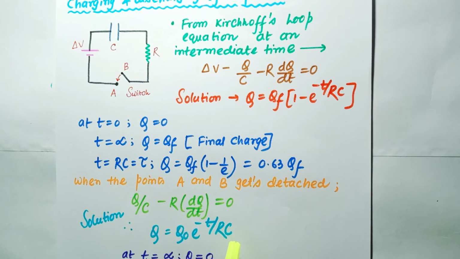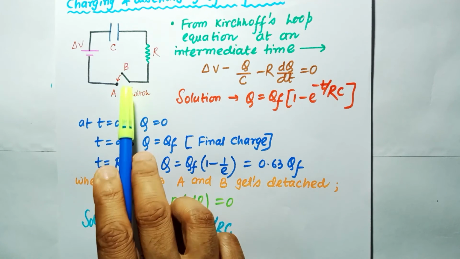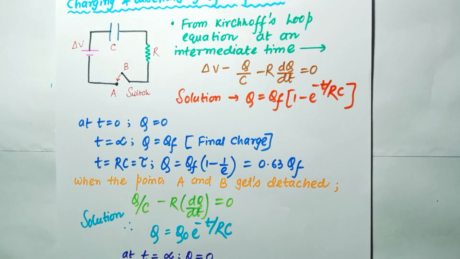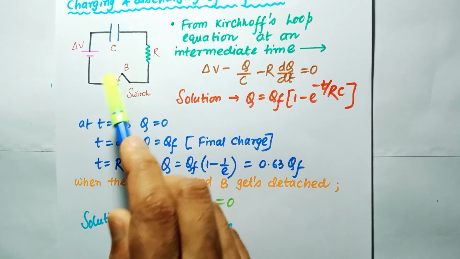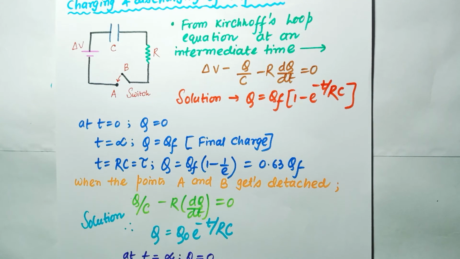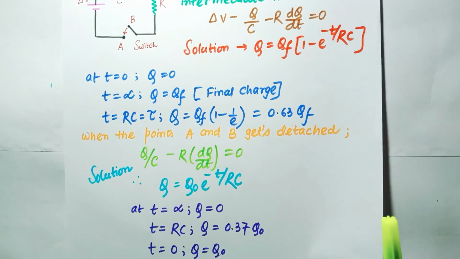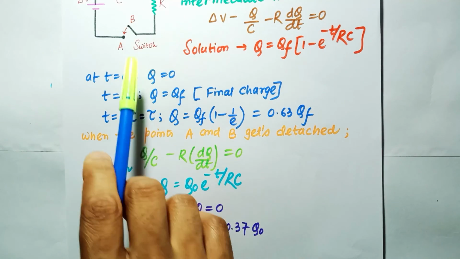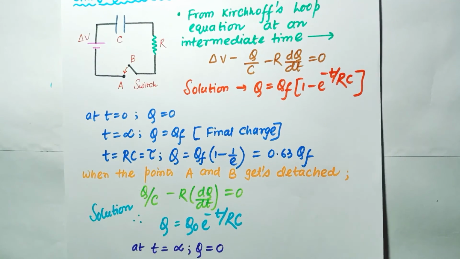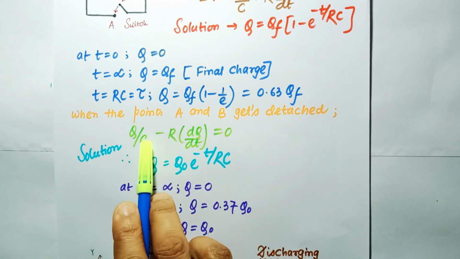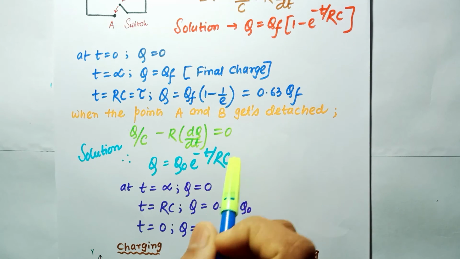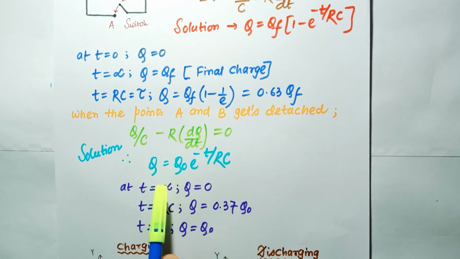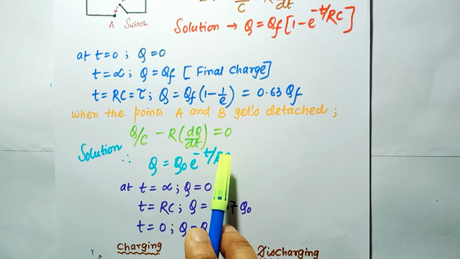Now when these A and B points are separated, it means the capacitor is on the way of its discharging. So after the charging, I separate these two points A and B, so the capacitor starts to discharge. Then from this equation, you have Q by C, because delta V is no longer there, as A and B points are separated. So we have this equation Q by C minus R dQ/dt is equal to 0, and the solution of this equation looks like Q is equal to Q0 times e to the power minus t by RC. There are also three different criteria we can get.